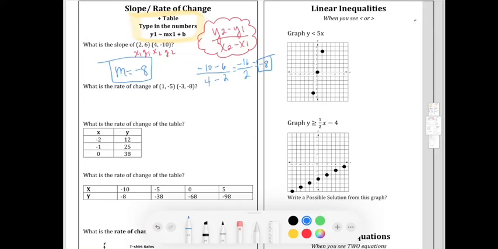Okay, when you're ready, go ahead and try number 2. You can use the slope formula, but be very careful with your decimals. If you're using the slope formula, it's y2 minus y1 over x2 minus x1.